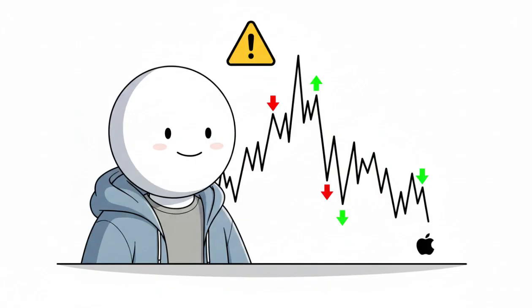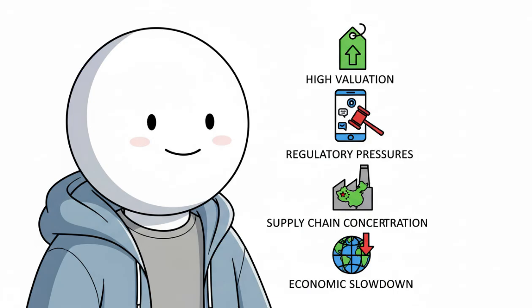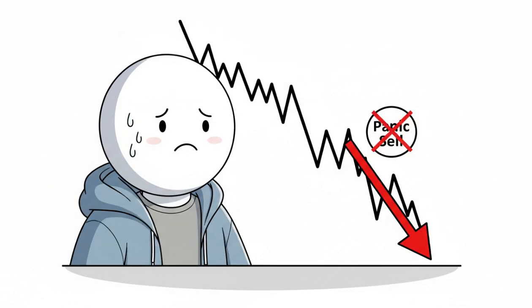However, investing also involves risk. Apple is considered a blue-chip company, but its stock price can fluctuate significantly. Risks include high valuation levels, competition in smartphones and services, regulatory pressures, supply chain concentration in China, and global economic slowdowns. Even strong companies can decline 20% to 30% during market corrections. If you panic sell during downturns, you lock in losses.